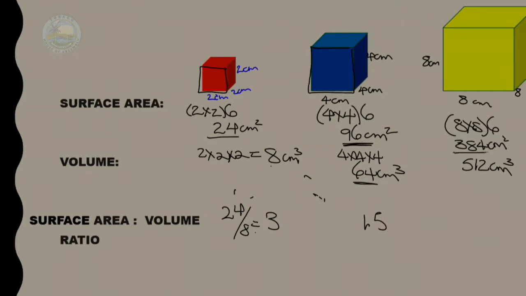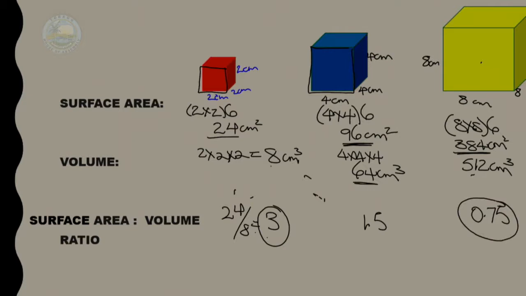And the surface area here to volume in the large yellow cube is 0.75. So look at the pattern that has been established. The smaller the object, the larger its surface area to volume ratio. The larger the object, the smaller its surface area to volume ratio.